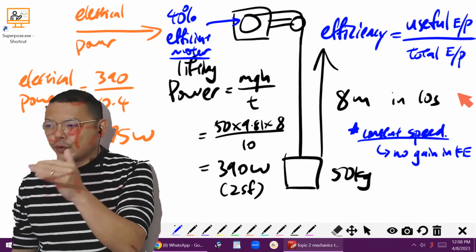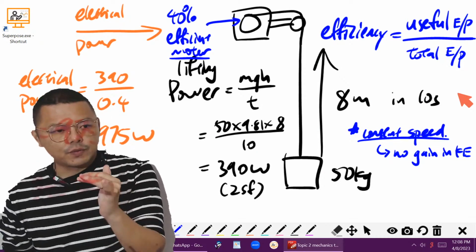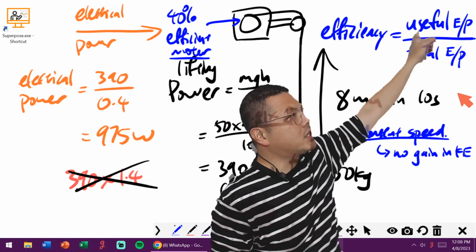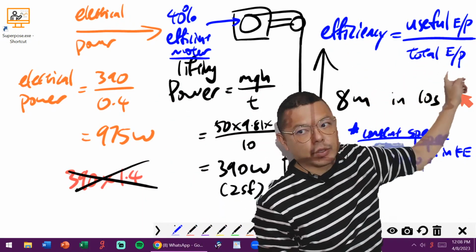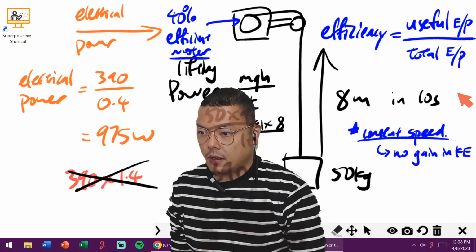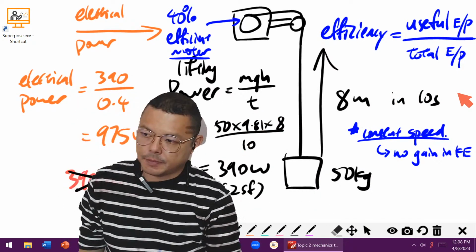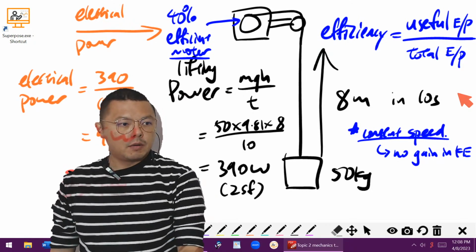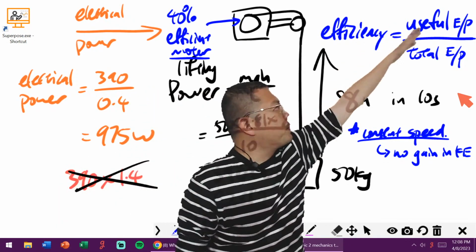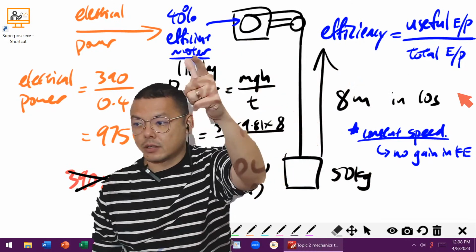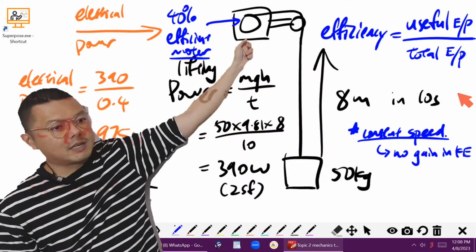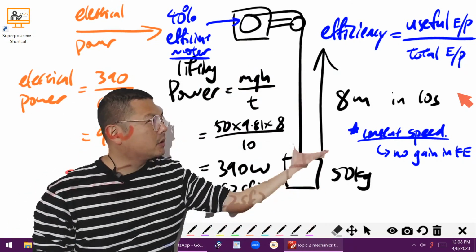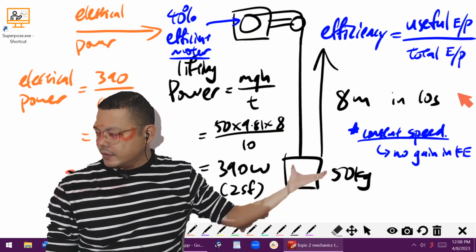Useful over total. I want you to memorize it. Useful over total. What's the most common mistake? Students will say efficiency is total output over total input. Wrong. What's total output over total input? 100%, because total output includes both the useful and the useless. For the motor, what's the useless energy? Heat and sound. The useful was the MGH. That was the useful energy for the motor.